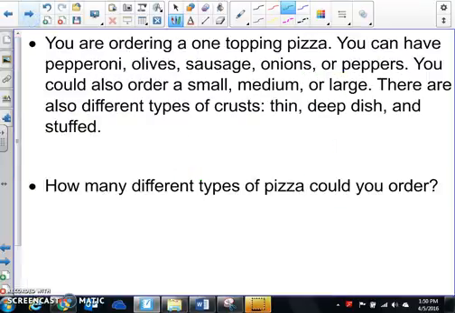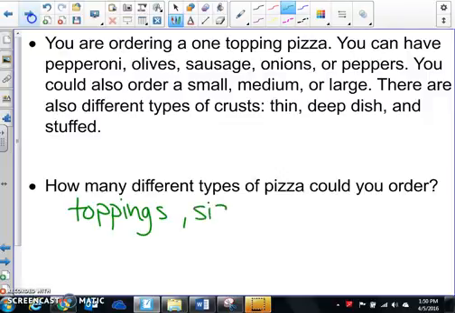Next one. All right, you are ordering a 1-topping pizza. Okay, that's big. 1-topping pizza. You can have pepperoni, olives, sausage, onions, or peppers. You could also order a small, medium, or large. There are also different types of crust: thin, deep dish, and stuffed. So the first thing that we're talking about, let's just use the fundamental counting principle, are toppings. Then you have the different sizes and the different types of crusts.